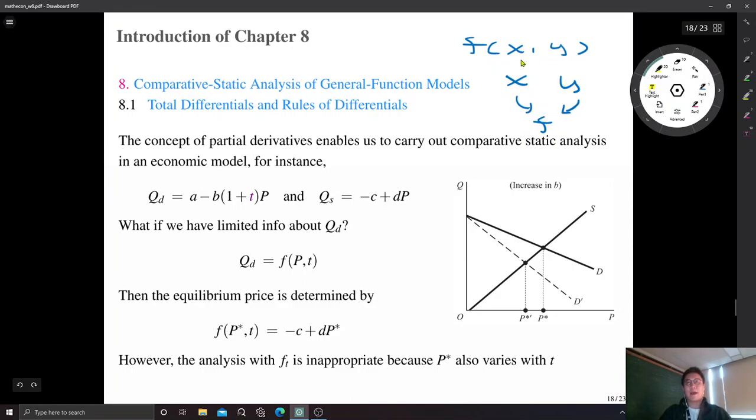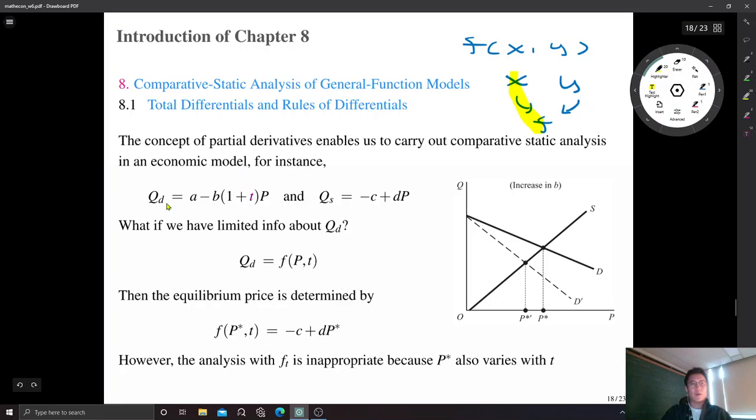Because the function depends on two variables, we can examine the same thing over variable y. So now we block this channel. Treating x as a constant, regarding y as the only variable of this function, we can examine how the function responds to change in y. That is the partial derivative with respect to y. Using this technique, we can do several comparative static analyses in economic models.